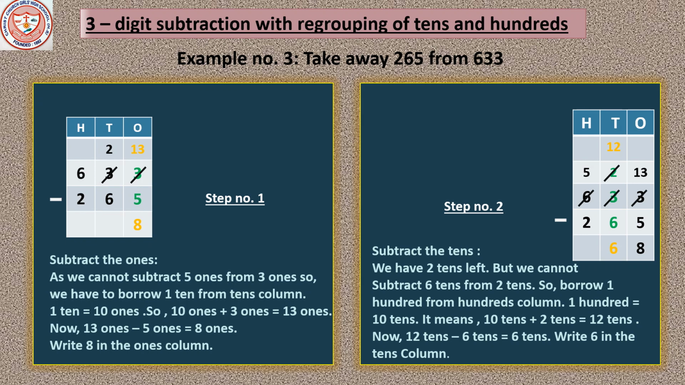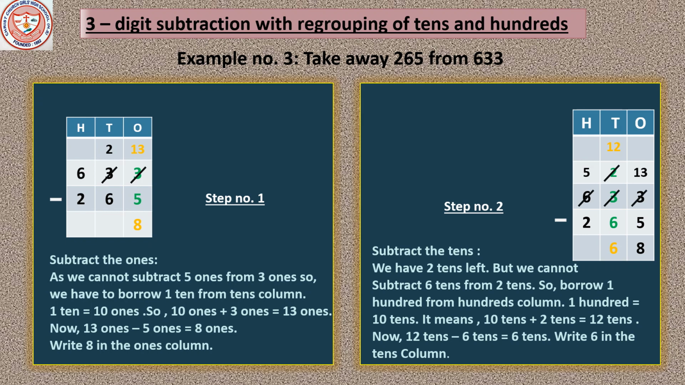Yes, to solve this problem, at first we have to write HTO. Then write the numbers according to their place value, and do not forget to give the minus sign. Now, we are able to solve this problem by applying the following steps. Okay. And the steps are: step number 1.